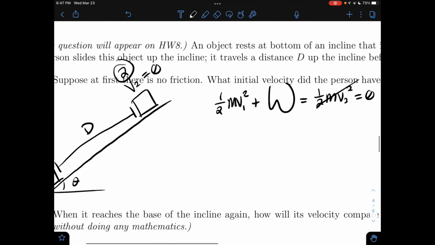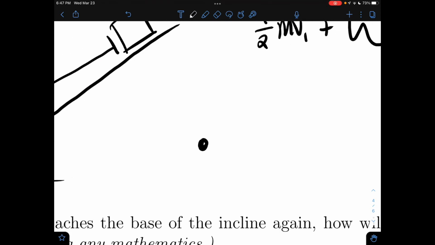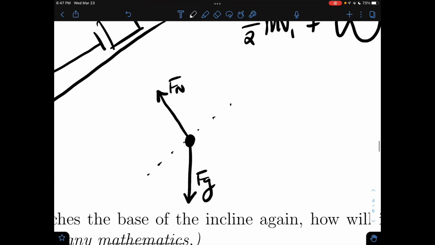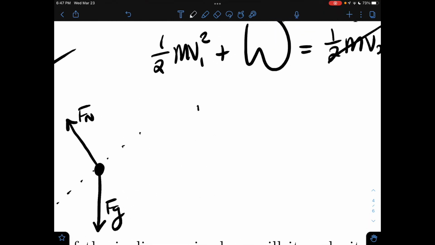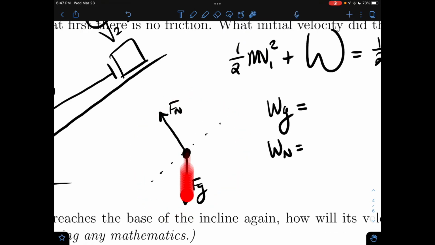So let's think about what forces are acting on this thing while it's going up. We can draw our force diagram. We have gravity and then our normal force. So we have to think about the work done by each of them. So we have work from gravity and work from our normal force. Work from gravity is fairly easy, right? We want to take a look at how we're displacing in this direction. We're saying gravity is going along this y-axis. I'm not tilting the axes just yet.